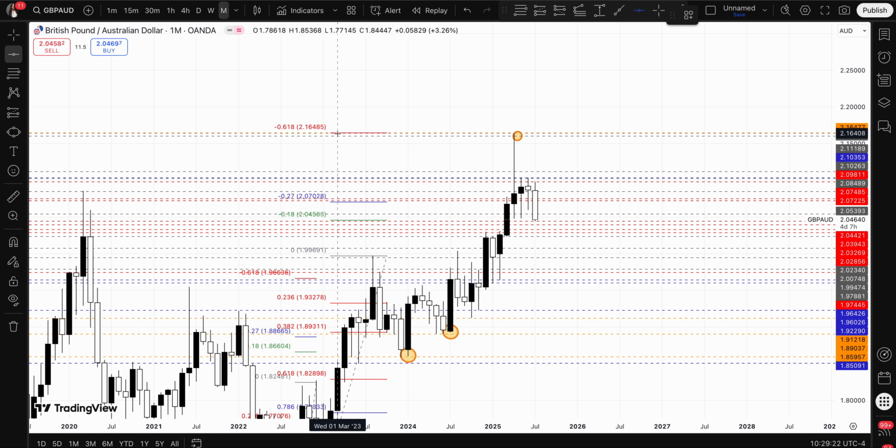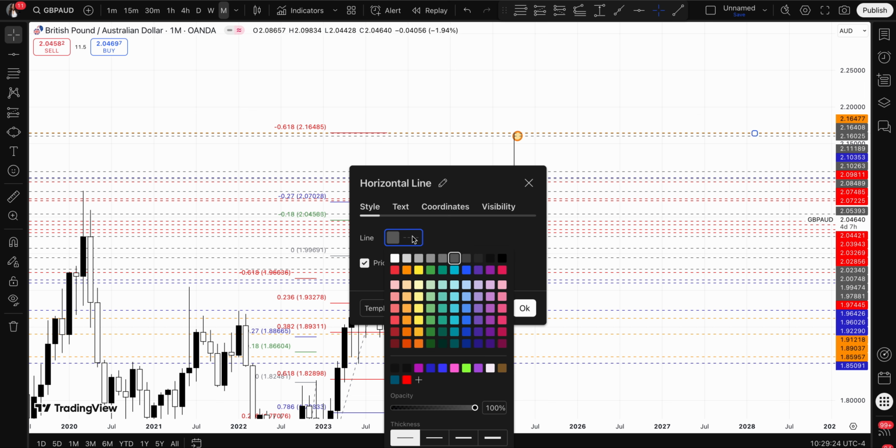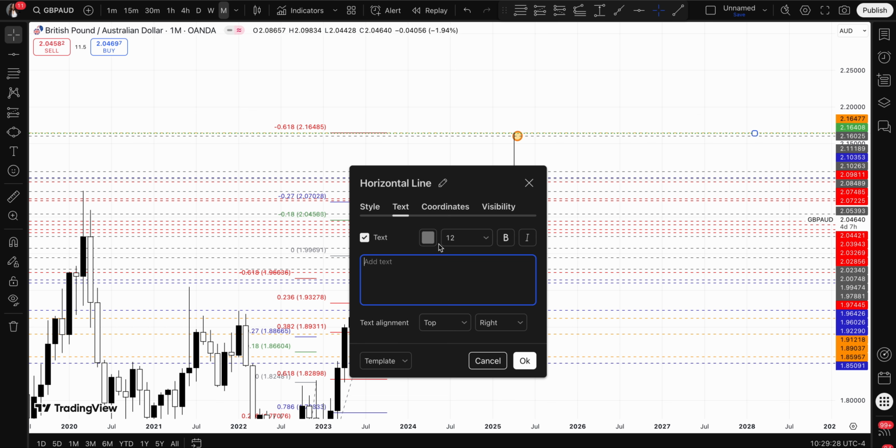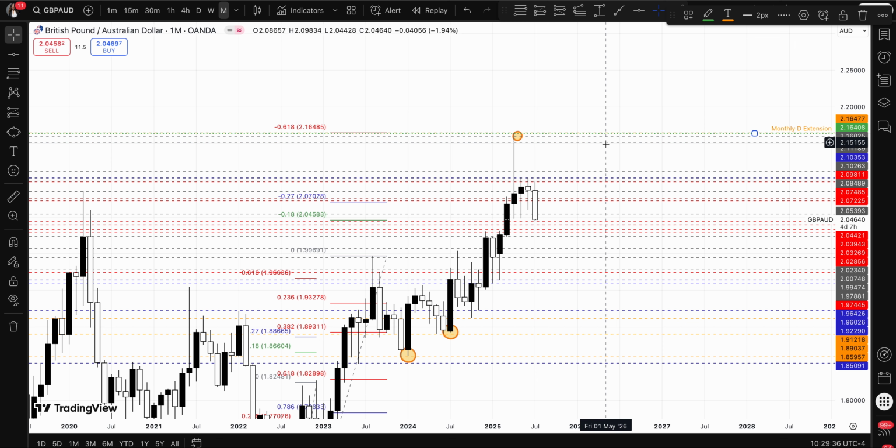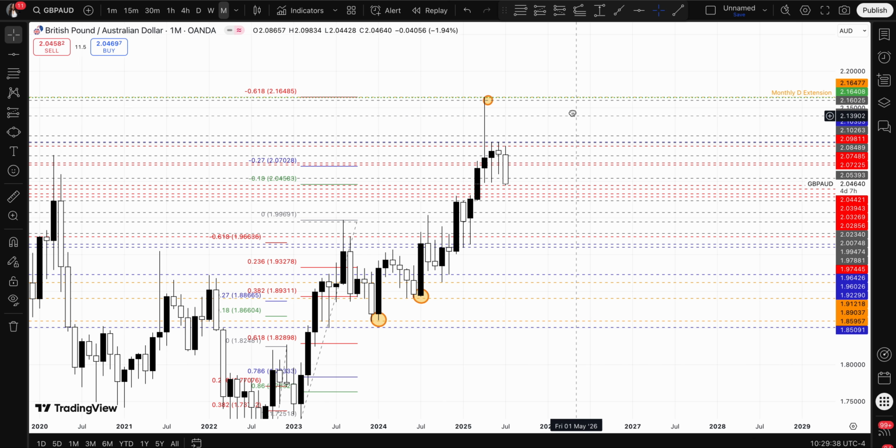I'm going to go ahead and drop my line here. We're going to turn it to the green color that we always do. We'll increase the thickness. We'll label this our monthly D extension. And so now I've done everything I need to do on this time frame.